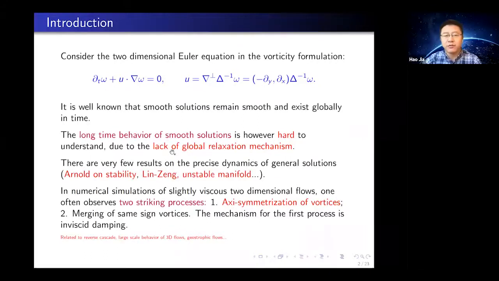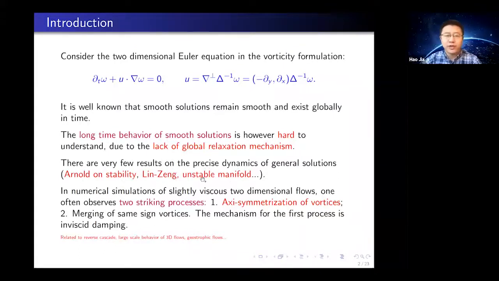but the long-time behavior of smooth solutions is hard to understand because there's no global relaxation mechanism. There's no Laplacian, no explicit decay, and no dispersion, and those well-known relaxation mechanisms are absent. So as a result, there are very few results on the precise dynamics of general solutions.